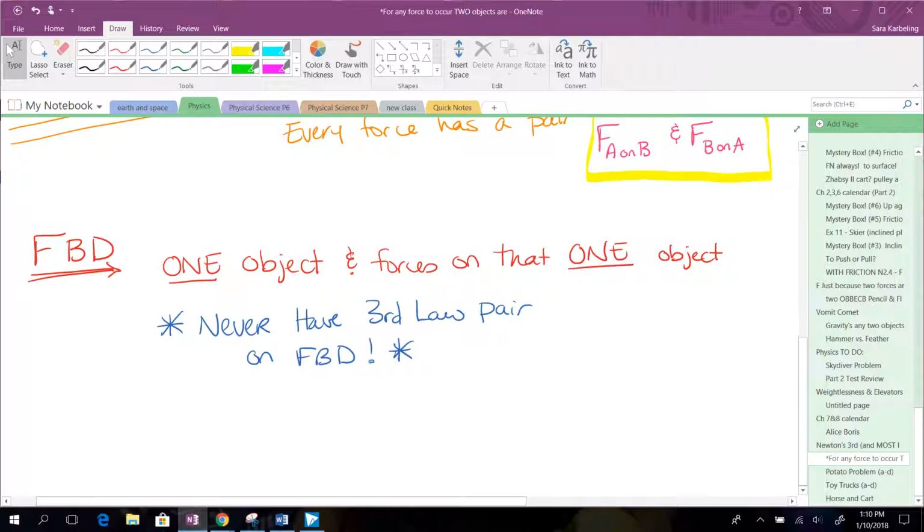Okay, so what do you mean by one object and forces on that one object? So anytime you have a free body diagram, like all the free body diagrams that we've been drawing for the last month and a half, it's always been one object and all of the forces. So it's been the earth on the box and the string on the box and the table on the box and the surface on the box and the monkey on the box. Are you with me there? It's always on the box. A third law pair is going to be something on the box and the box on something.